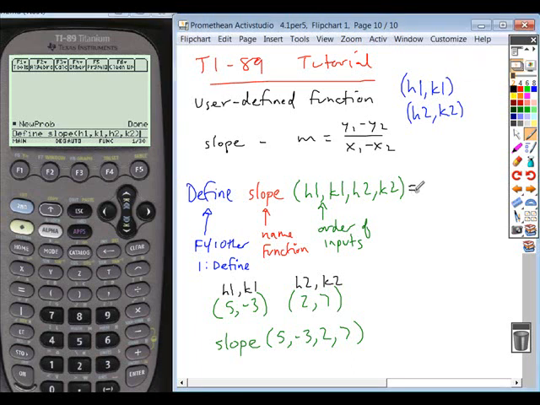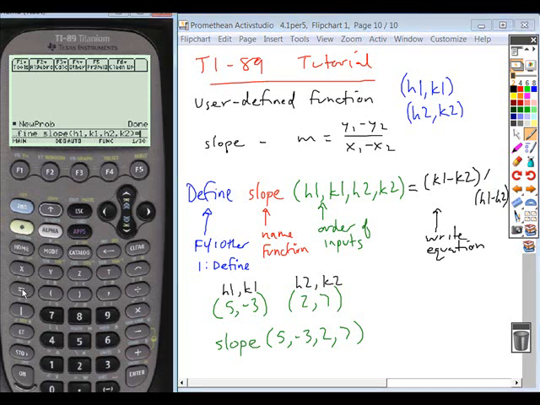The final step is you're going to write the equation or calculation that's going to be performed on those inputs. Now we use this slope formula. The slope equation is the difference of y's, and we have our y's in terms of k's. So we're going to take k1 minus k2 and divide that by h1 minus h2. So you'll write your calculation or equation next.